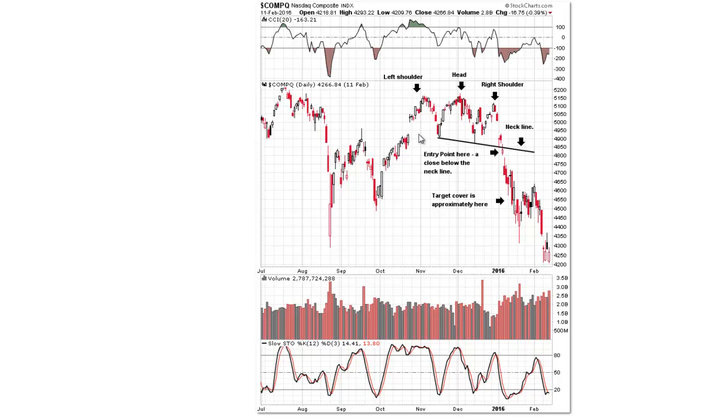Okay, you notice this pattern is sloping downward, so the overall pattern is kind of leaning to the right and that neckline is sloping downward. That's the ideal situation, the ideal type of bearish head and shoulders pattern, but it doesn't have to be that way. It can be either horizontal or it can even be upsloping to some degree. But this isn't the ideal case.